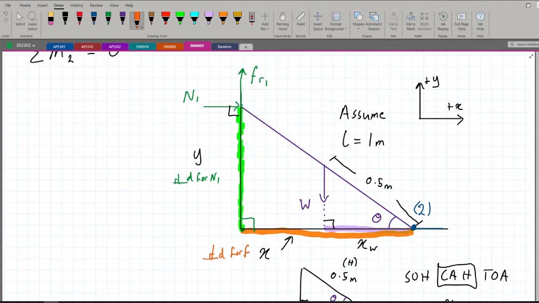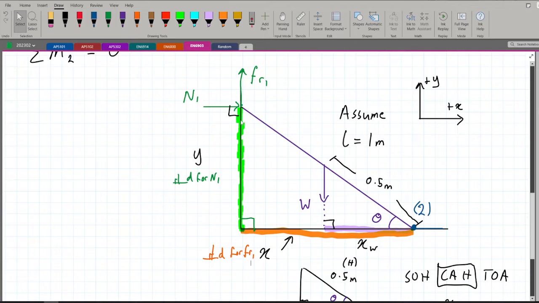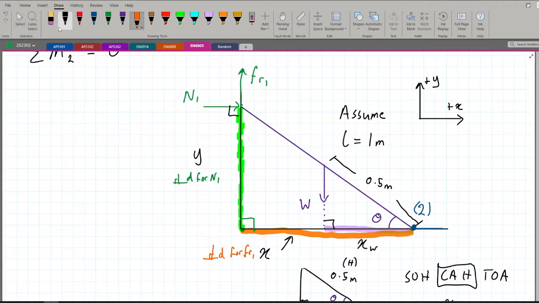And this will be our perpendicular distance for F1 or Fr1. Again, this is the perpendicular distance for N1 because it forms a perpendicular with the line coming from 2, and this orange one is the perpendicular distance for Fr1 because it forms a perpendicular angle with the point 2. Now we can use trigonometry for the big triangle over here to determine both of these distances.